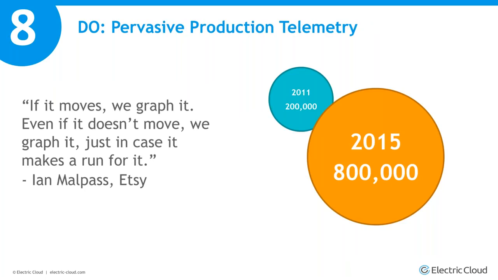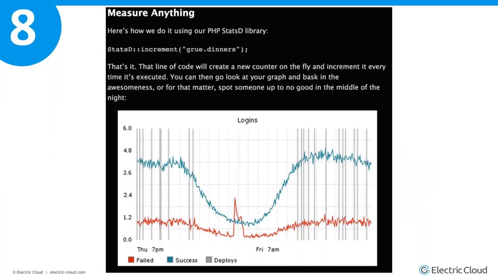That's awesome. So we've got the next topic here for Gene, number 8. We've got about 5 or 6 slides to crank through here. So pervasive production telemetry, right? You have to see what you're doing in order to deploy and certainly to restore. So if there's a religion at Etsy, says Ian Malpass, it's the church of graphs. If it moves, we graph it. Even if it doesn't move, we graph it just in case it makes a run for it. In 2011, they were tracking 200,000 metrics in production. By 2015, they're tracking 800,000.